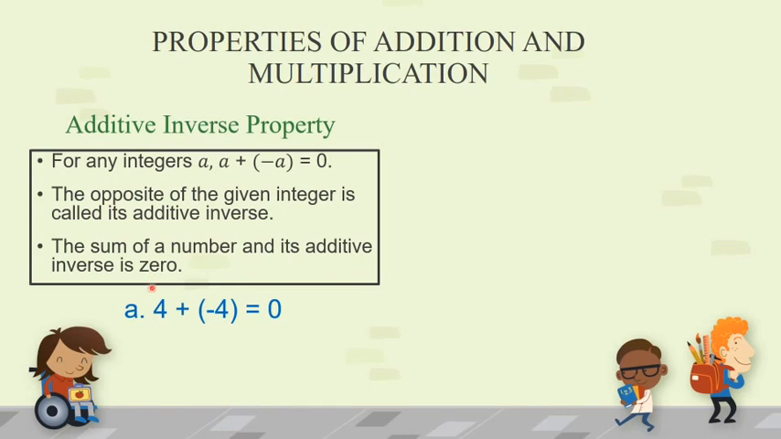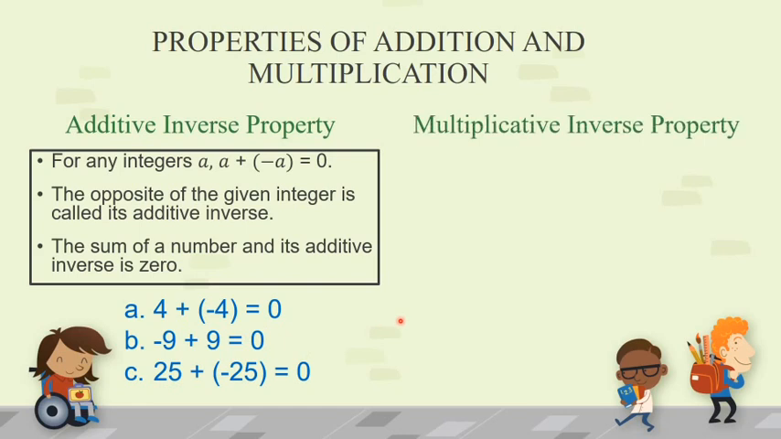For example, we have here 4 plus negative 4, it is equal to 0 because we are adding 4 to its additive inverse, negative 4. Next, we have negative 9 plus 9 is equal to 0. So, we have negative 9. The additive inverse is positive 9. So, if we add negative 9 to its additive inverse, the sum is 0. Third, we have 25 plus negative 25. It is also equal to 0 because we add 25 and negative 25. And negative 25 is the additive inverse of 25.